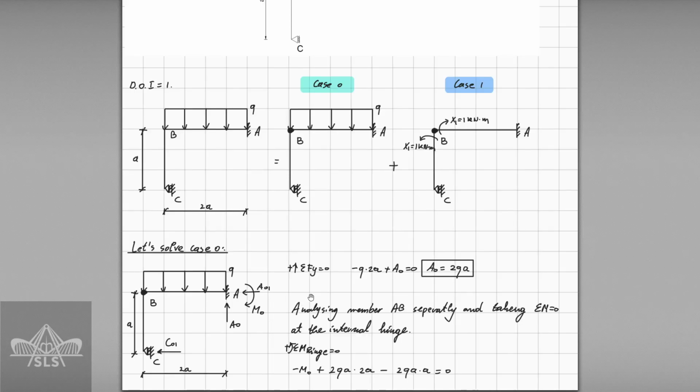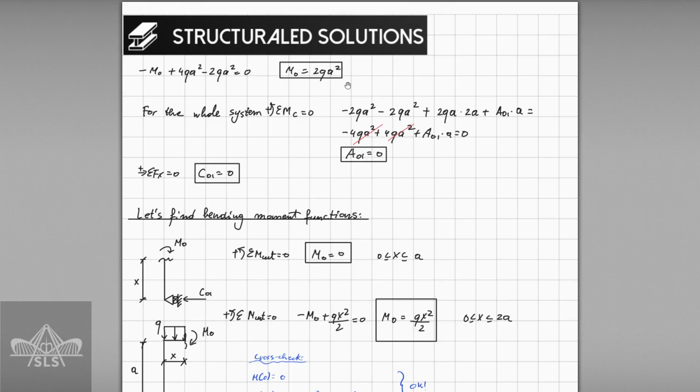As we have now induced an internal hinge at point B, the structure is statically determinate, and for that we start by taking the sum of forces in the y direction, so we can define the value of A0. Also, analyzing member AB separately and taking the sum of bending moments equal to 0 at the internal hinge, at point B, we have the following equation. Therefore, we can determine the value of M0 here, as we already know that at the hinge the bending moment is 0. This is the bending moment for case 0 at support A.